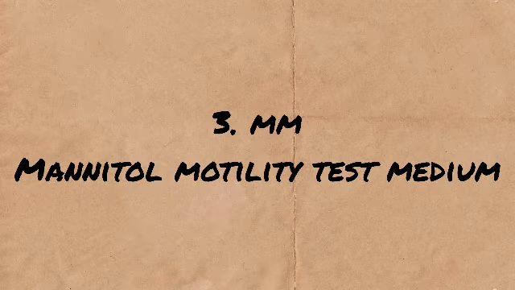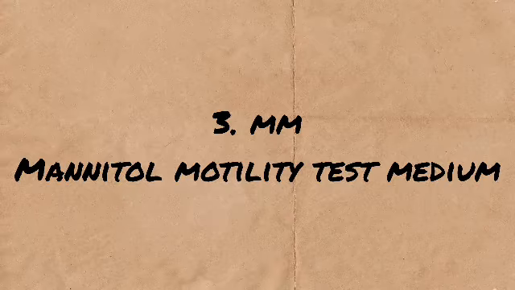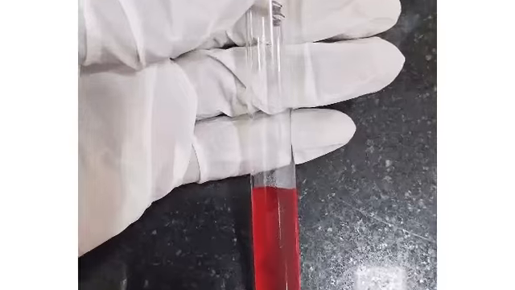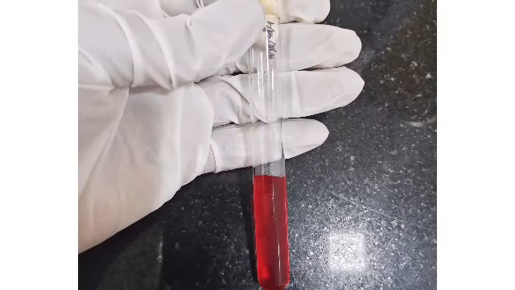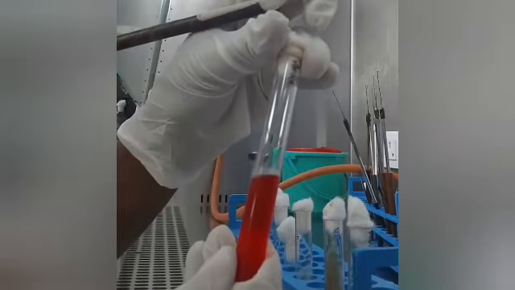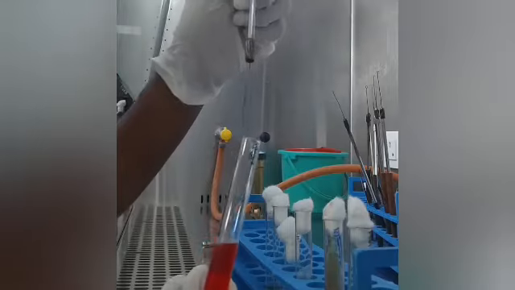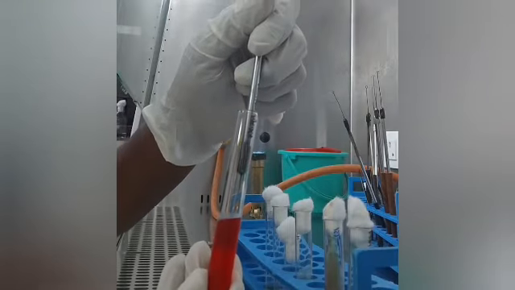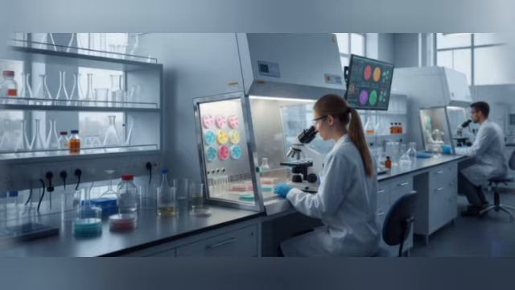Third test is the motility test. This test checks the bacterial movement throughout the medium. This test is performed by stabbing the bacterial suspension in a straight line into the medium. The tubes are then incubated for 24 hours.